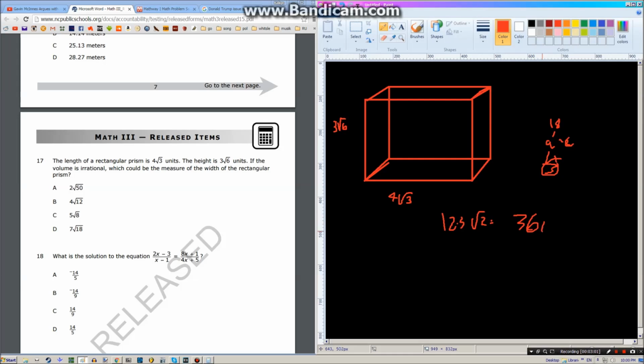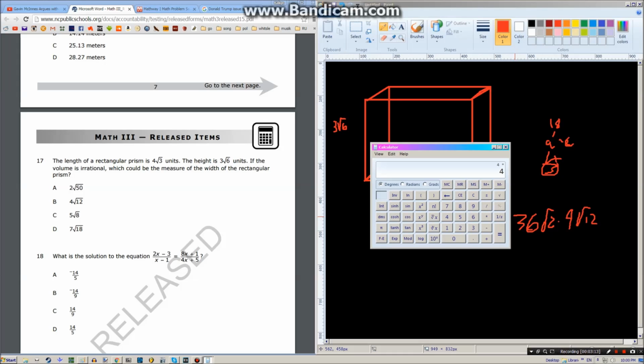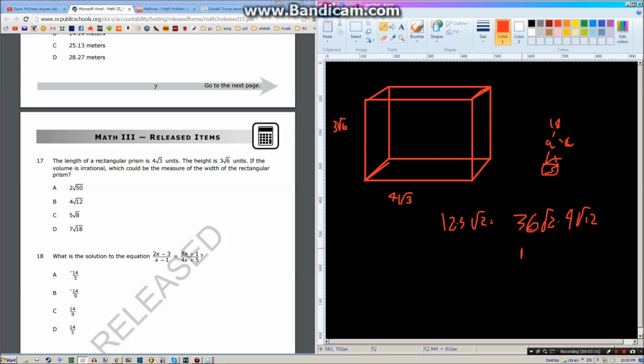So it'll be 36 square root 2 times 4 square root 12. 4 times 36, let's bring up our handy dandy calculator. 4 times 36 is 144. 2 times 12 is in fact 24, so let's get the square root of 24. Now we can factor this into 12, we can factor this into 2, and then here we get 6 into, and here we get 3 into, so then we get this, and that would just be 6.